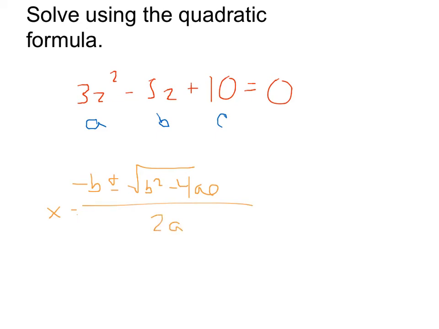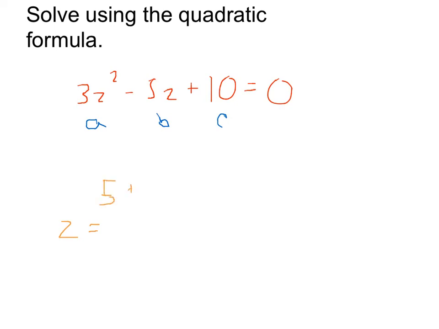So this will become z equals 5, because negative negative 5 is 5, plus or minus the square root of 5 squared. Oh, I don't have enough room. One second. Sorry about that. This is going to be z equals, oh wait, no, just 5, plus or minus the square root of 5 squared minus 4 times 3 times 10, all over 2 times 3 because of a.